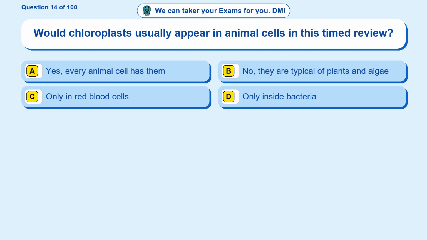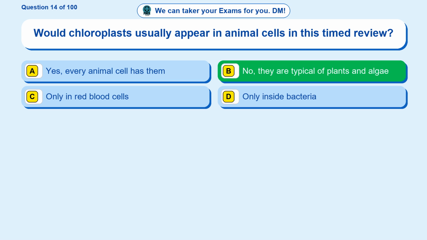Question 14. Would chloroplasts usually appear in animal cells in this timed review? Option A. Yes, every animal cell has them. Option B. No, they are typical of plants and algae. Option C. Only in red blood cells. Option D. Only inside bacteria.